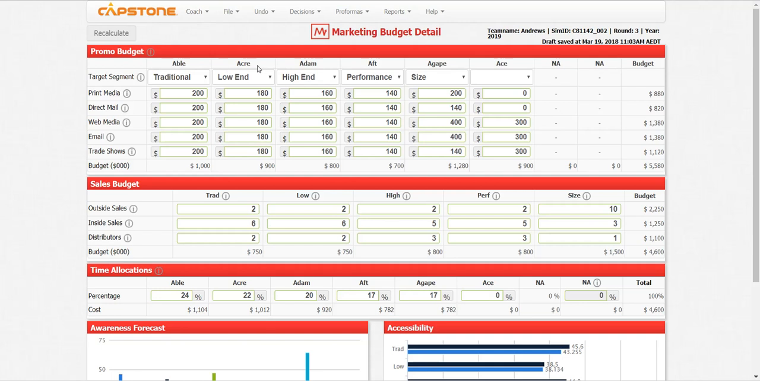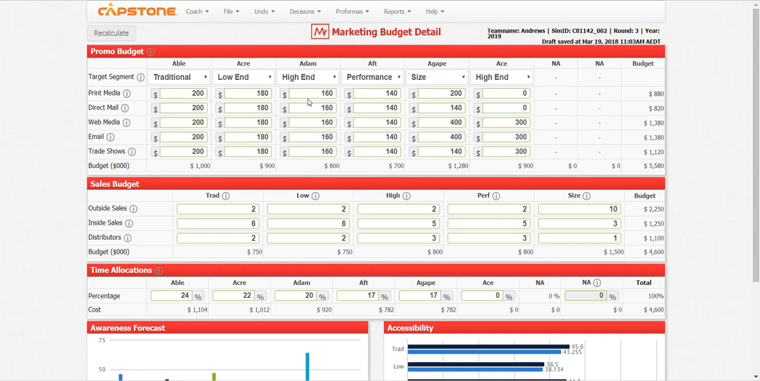Now, we've got 6 products across the top here. In the sales budget, we've only got 5 segments. So what we need to think about is which segment is that going into? Well, it's going to the high-end segment. So we can see, by clicking that, that we've got 2 products there.